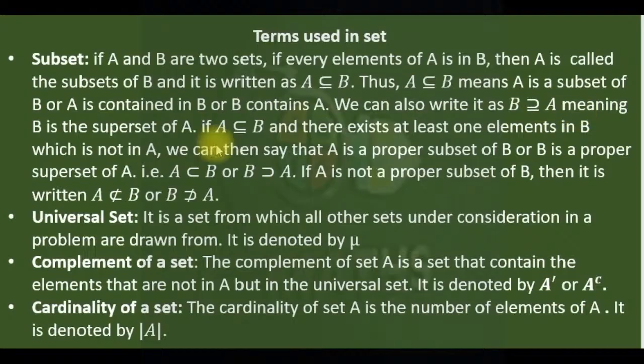That's the same thing. If A is a subset of B and there exists at least one element in B which is not in A, we can then say that A is a proper subset of B, or B is a proper superset of A. If you notice, there is no equality line down here. See the difference? This means that A is a proper subset. See what I'm saying?